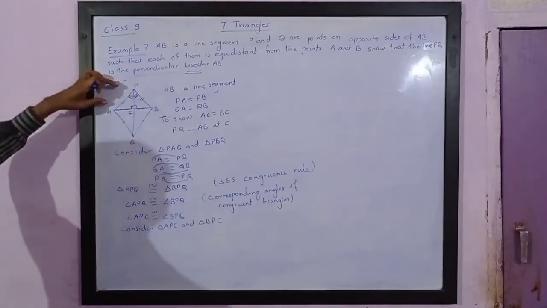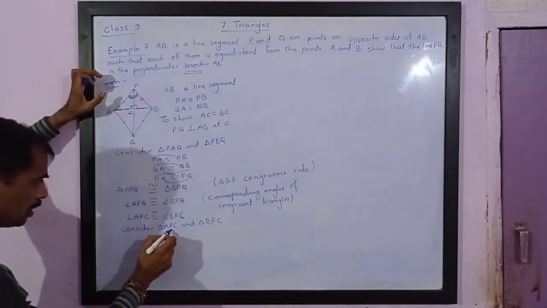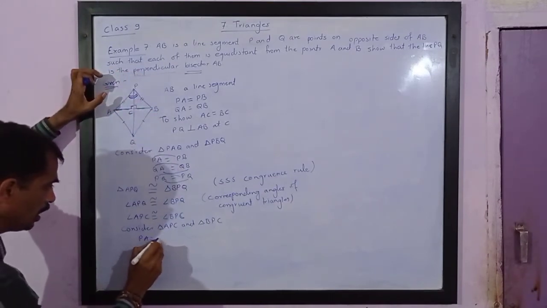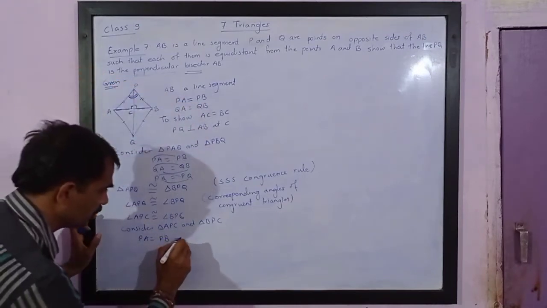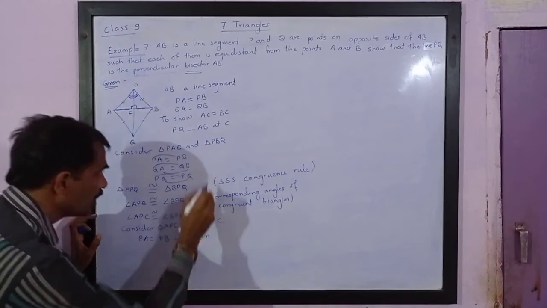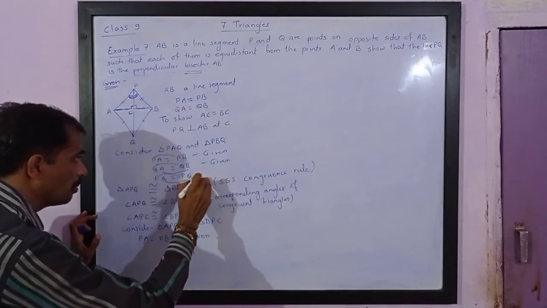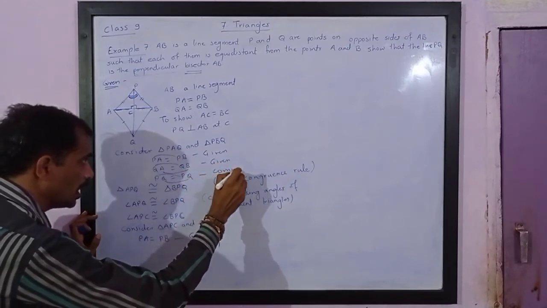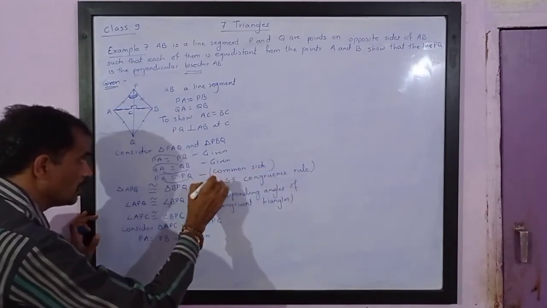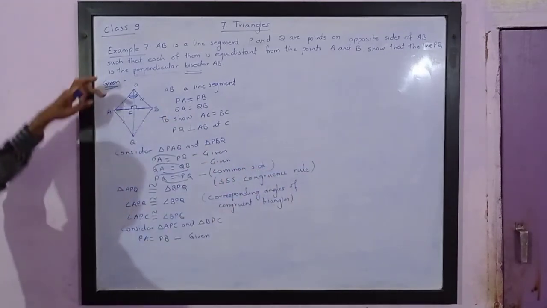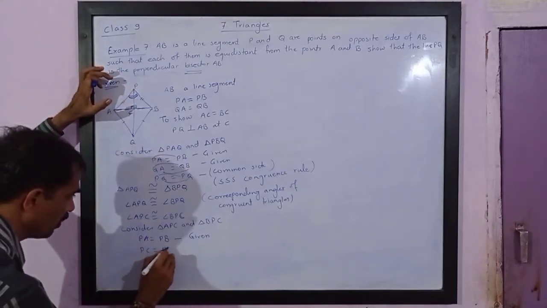In APC and BPC, AP is equal to, or PA is equal to PB. Reason is it is given to us. Here also you can write the given things. And PQ is a common side. That is, every side is common to itself. Reasons are very important while solving problems like this. Now, PC is equal to PC, common side.